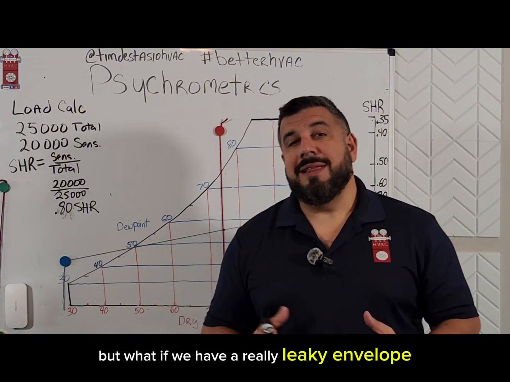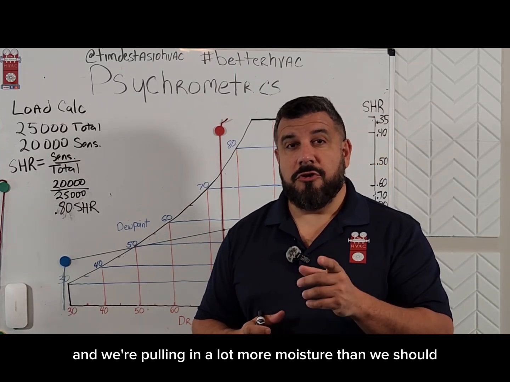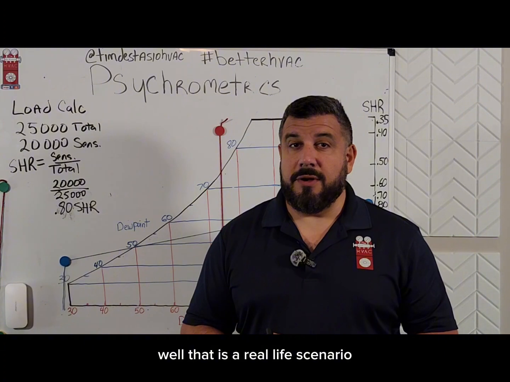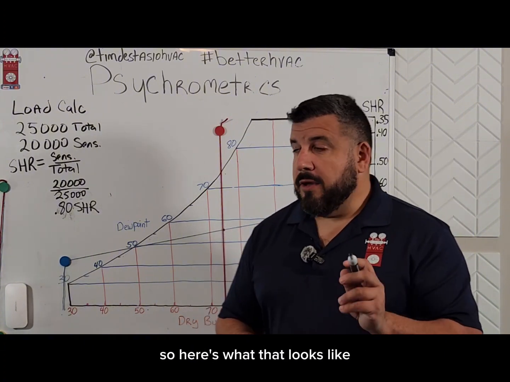But what if we have a really leaky envelope and we're pulling in a lot more moisture than we should? What does that do to our sensible heat ratio? Well, that is a real life scenario with a lot of service calls that you're probably running in the summertime. So here's what that looks like.